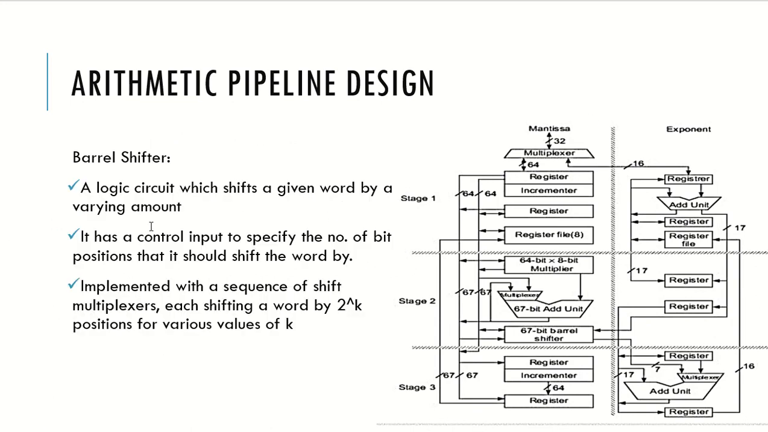Now, as I said, the barrel shifter is a logic circuit which shifts a given word by a varying amount. You are not saying shift by 1 bit, shift by 2 bits. Based on the requirement, the barrel shifter will shift a given word by a varying amount. It will contain a control input to specify the number of bit positions that it should shift the word by. It is implemented with a sequence of shift multipliers, each shifting a word by 2 raised to k positions for variable values of k. So that is all about the barrel shifter.